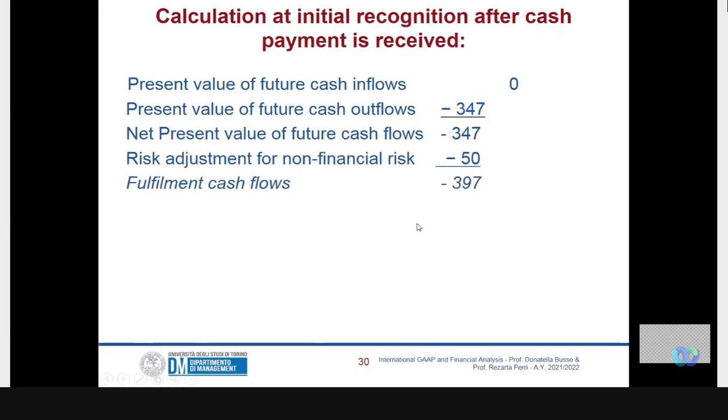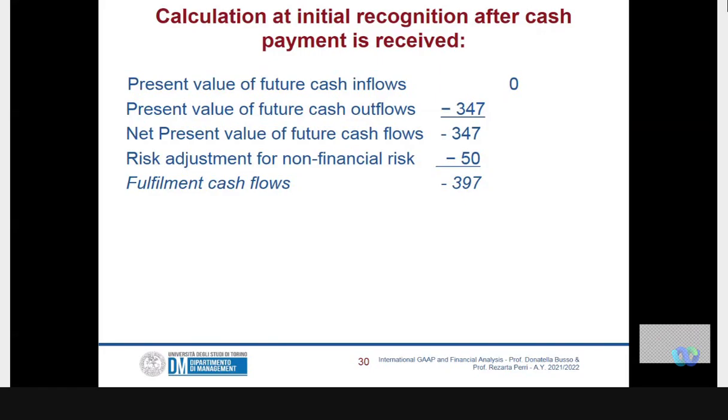That makes the amount of fulfillment cash flows 397. Now remember, after receiving the premium, the fulfillment cash flows represent the total expenses of the insurance contract. This is what I'm expected to pay for this contract in the future. 397 is divided into two parts: the future cash outflows in the form of insurance claims, 347, and non-financial risk, 50 euro.